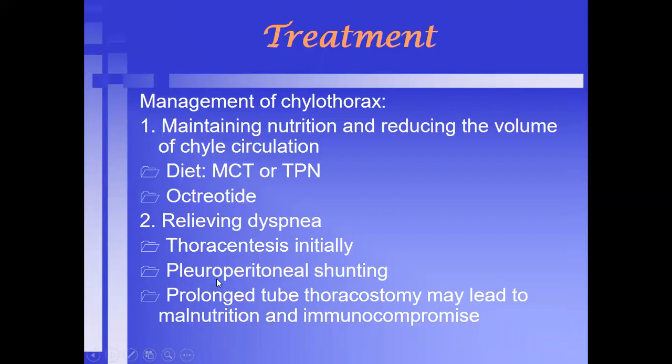then you might do pleuroperitoneal shunting. So we insert a tube coming from the pleural space into the peritoneum, so that you can return the nutrients that are found in your chyle back into the peritoneum. So CTT can actually be done. However, if you place the patient on prolonged tube thoracostomy, your patient will eventually develop malnutrition because he will lose the nutrients in the chyle, and eventually your patient will become immunocompromised because your fluid also contains some lymphocytes.